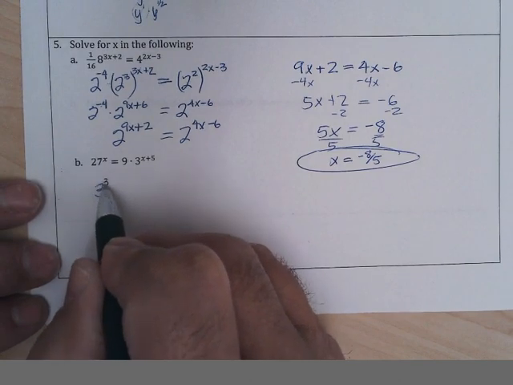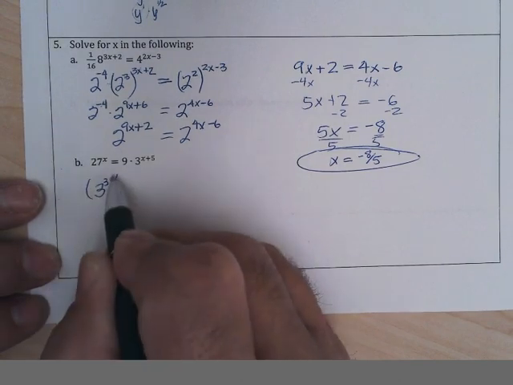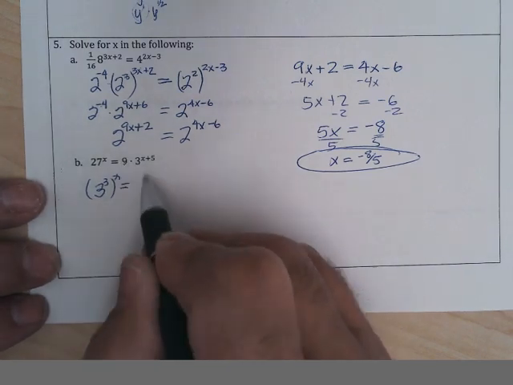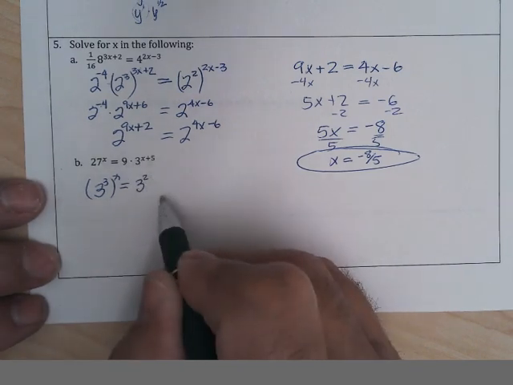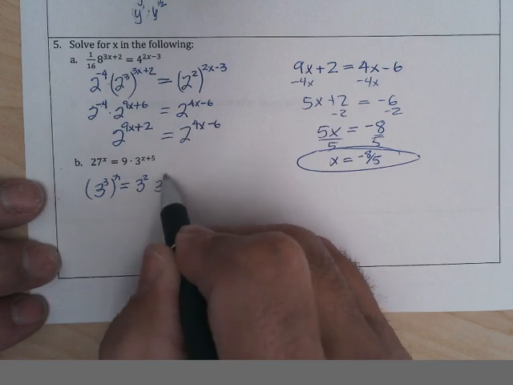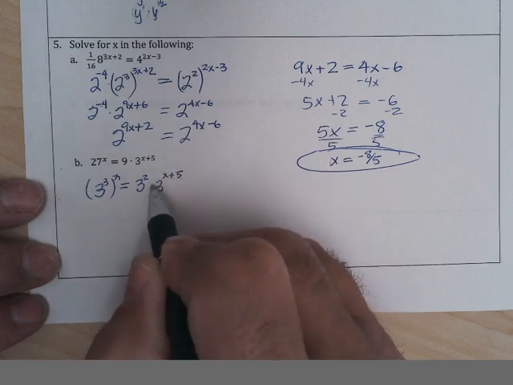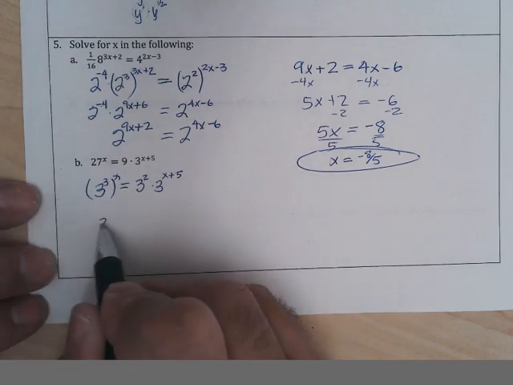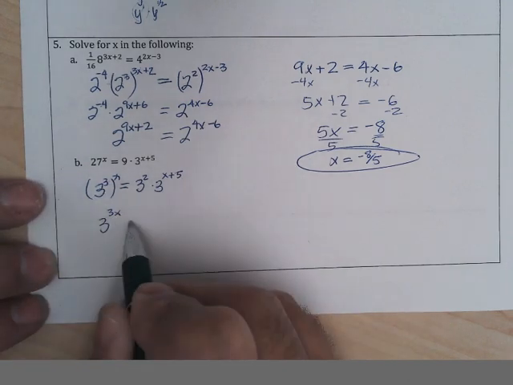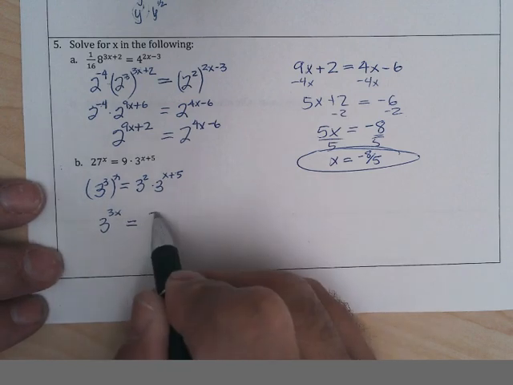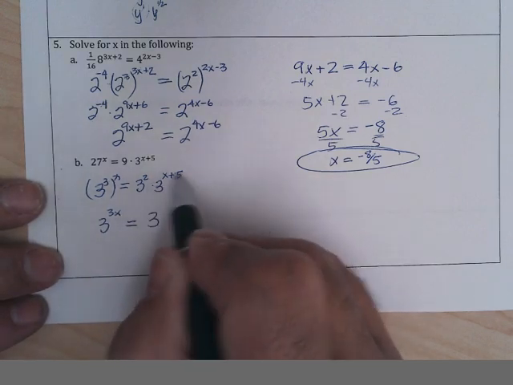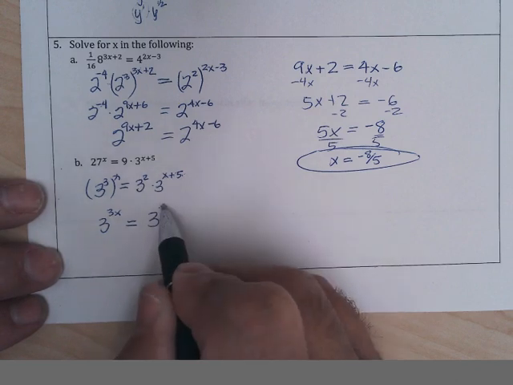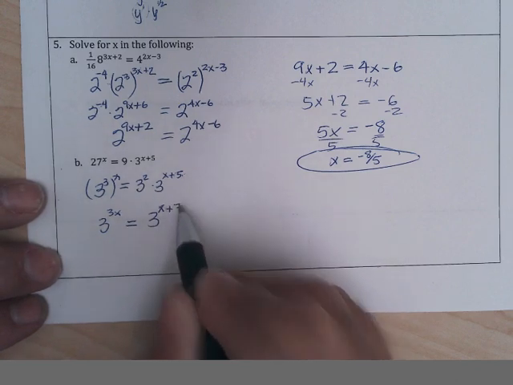27 is 3 cubed to the x. So we're going to multiply here because it's a power to a power. 9 is 3 squared. And then we have 3 to the x plus 5. Here we're multiplying, so we add the powers. So here we get 3 to the 3x equals 3 to the, we're adding. So it's not 2 times this, it's 2 plus x plus 5, which is x plus 7.